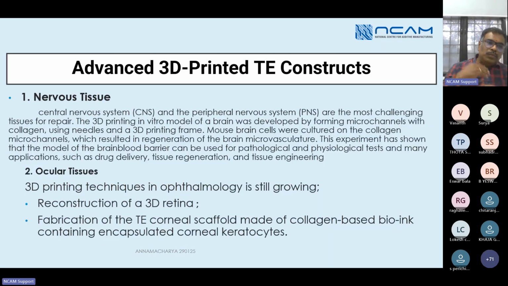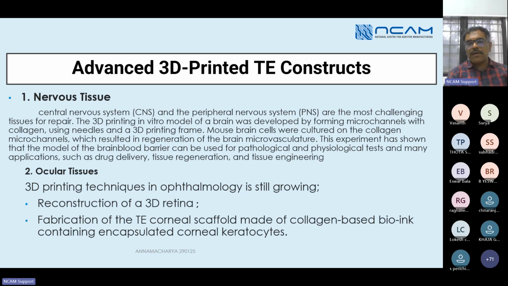So to move ahead, why are so many things available? What is happening right now in the market? To discuss with you, I just listed some of the advanced techniques, what is happening in the market and what advanced things are being used, especially for nervous tissues. These are advanced 3D printed tissue engineering constructs for the central nervous system and the peripheral nervous system, where the tissues may be repaired.